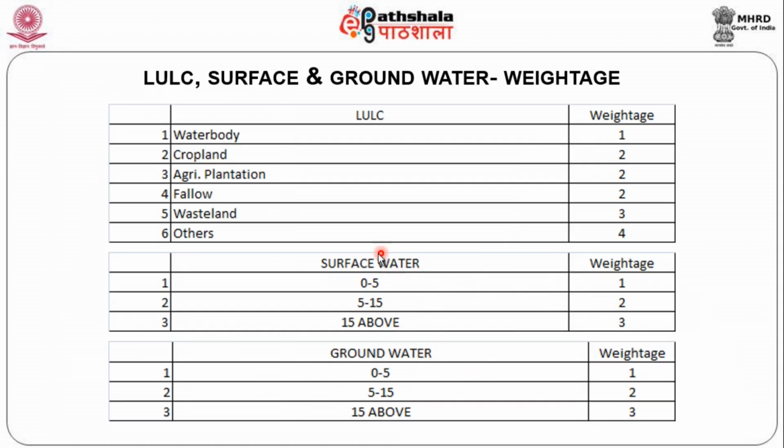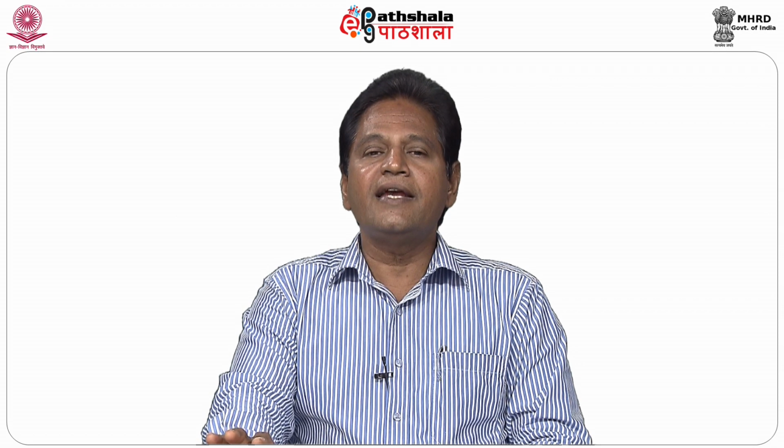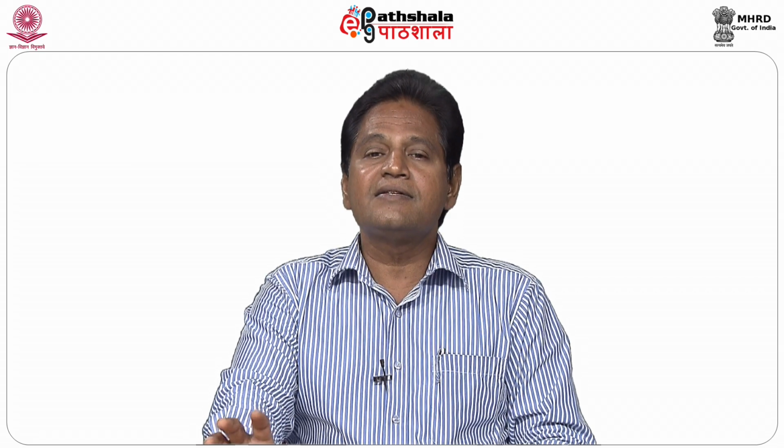Similarly, we think about groundwater and surface water, work on the various aspects and parameters, land use, land cover, surface water, groundwater and other things, and decide the criteria. This is what is called multi-criteria ranking and analysis. In the first case, we just gave weightages and ranks, and there was only one criterion, but not very much. Now it is multi-criteria. Analysis is done based on different criteria.